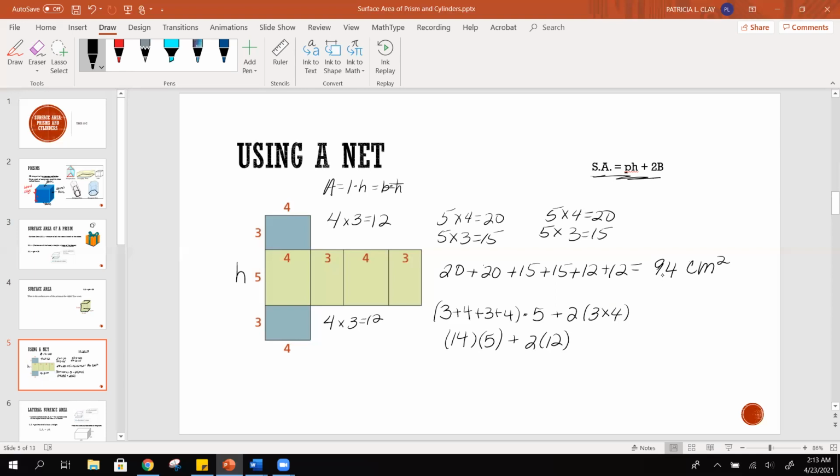If we do all that together, you can put it in your calculator. You'll get 70 plus 24, which is equal to 94 centimeters squared. So you see that no matter which way you do it, you can use a little shortcut with our formula, or if you forget, just take the area of each one of our faces and bases, and you'll get the same answer.